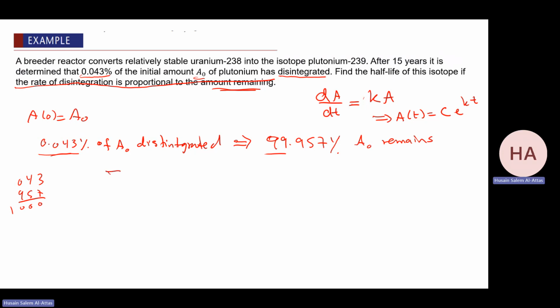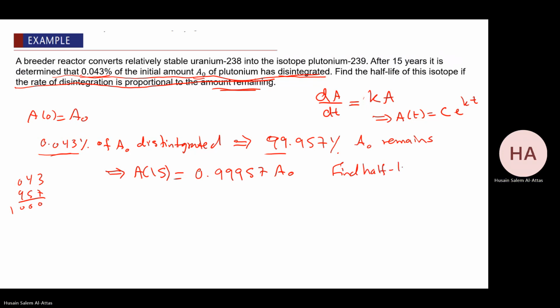That means A at 15 is 0.99957 A0. And be careful about this. This is the information I get from here. Okay. Find half-life. The question is find half-life, which means what? Find T when A of T equals half A0.